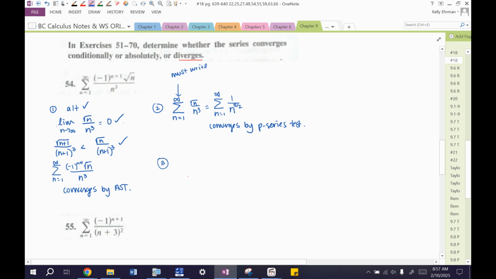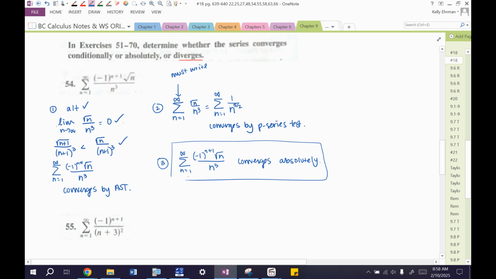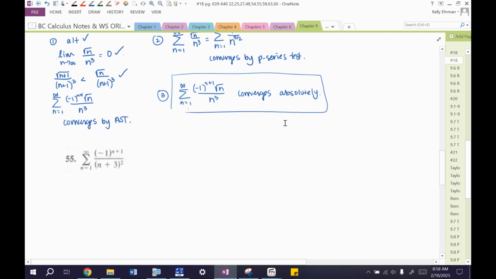What's your conclusion then? This series converged when it was alternating, and it converged when it was not alternating. So this series, the original series that's alternating that they're asking me about, converges absolutely. Meaning no matter that it's alternating or not alternating, it converges all the time.